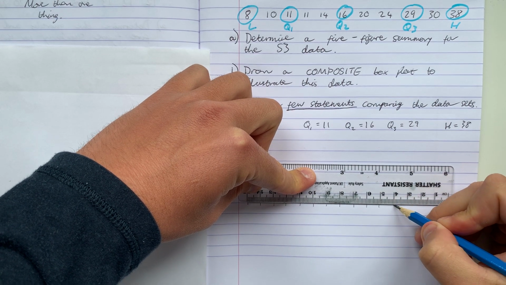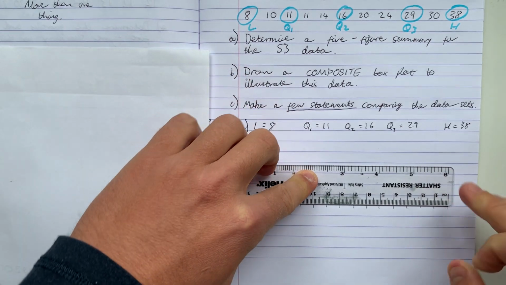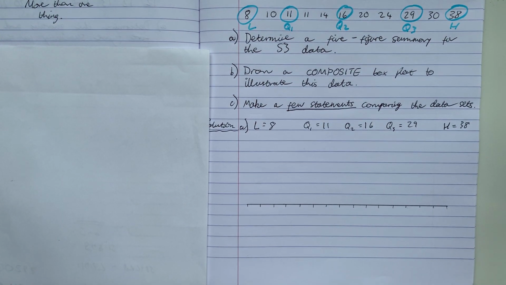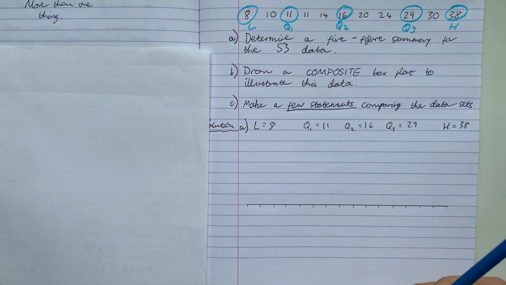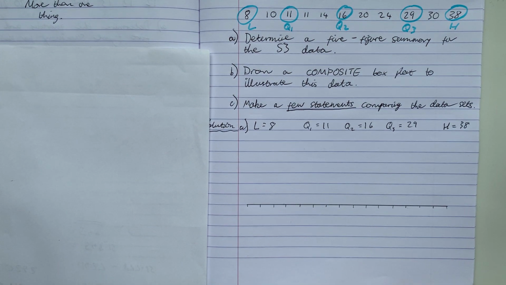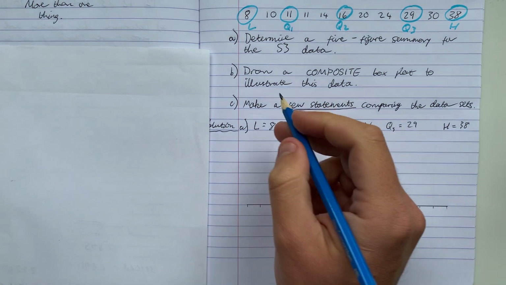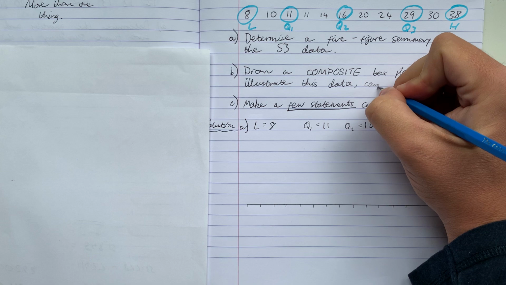Okay, so I'm going to draw my 15 centimetre line again with my ruler and draw my 15 intervals. Now let's think about this. I'm drawing a composite box plot comparing this to the S4 pupils. I should say this is all a comparison to the S4 data. Hopefully that was obvious. Okay, to illustrate this data compared to S4.